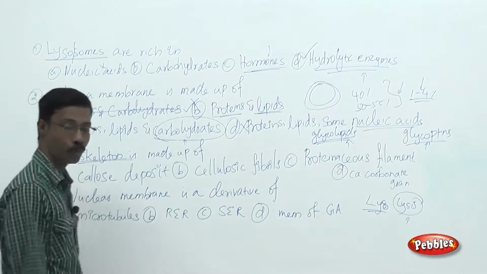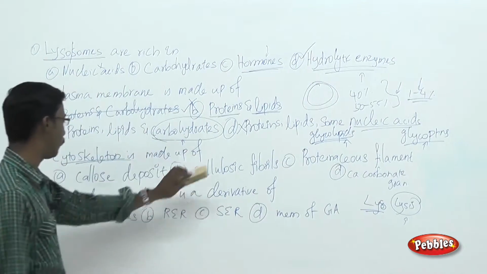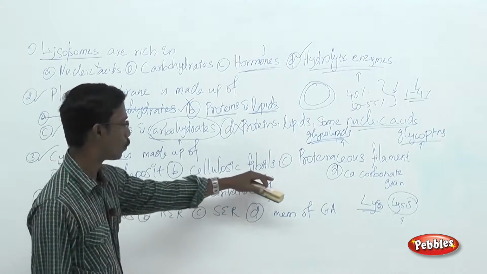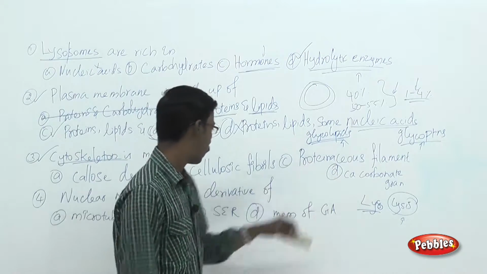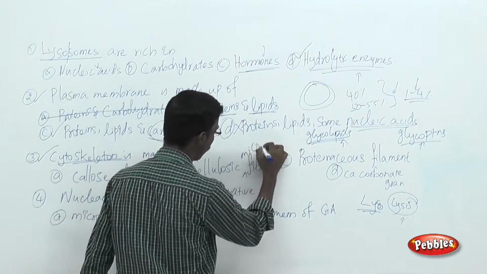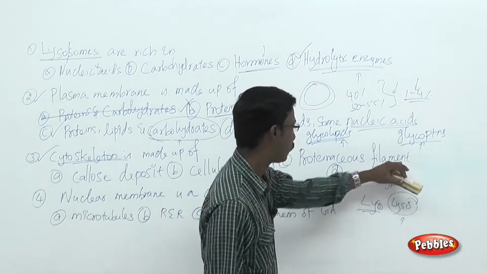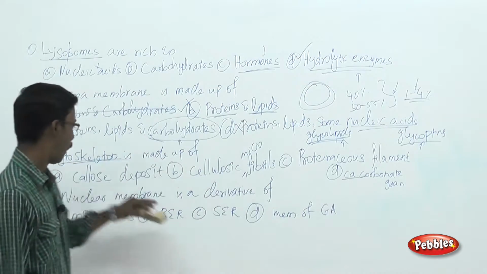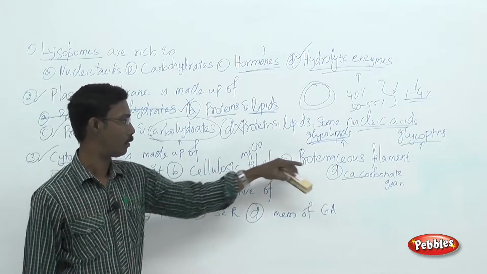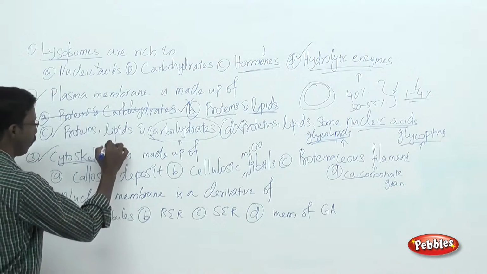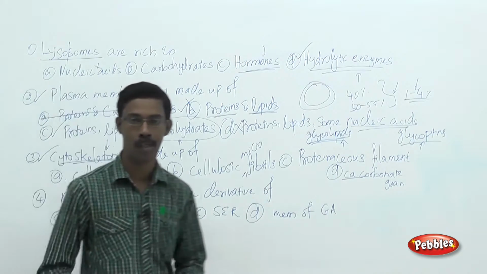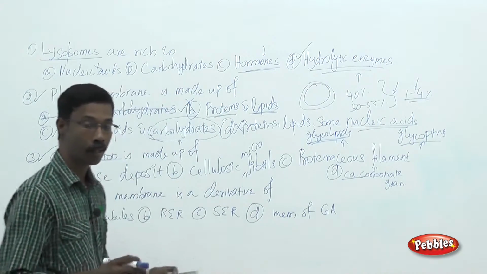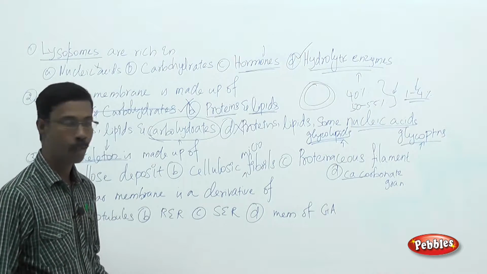In the last class we have seen something about the cytoskeleton. Cytoskeleton is made up of, you can see the choices. Callus deposit, cellulosic microfibrils, proteinaceous filaments, calcium carbonate granules. Okay, so as you can see over here, all the four choices are applicable for the function of cytoskeleton. What is the function of cytoskeleton? They are providing the mechanical support, they are providing the shape for the particular cell, they are giving the shape and structure for the particular eukaryotic cells.